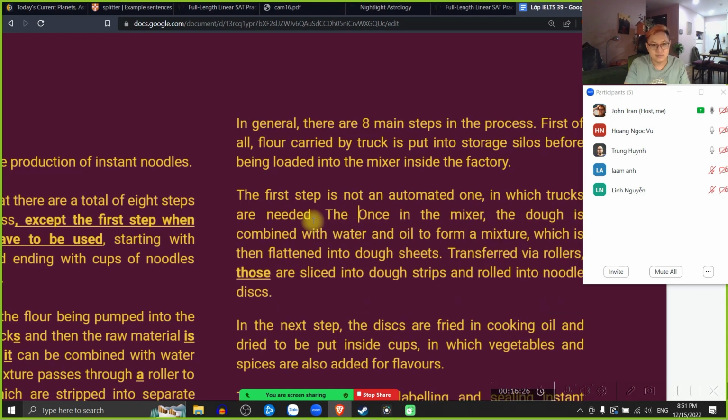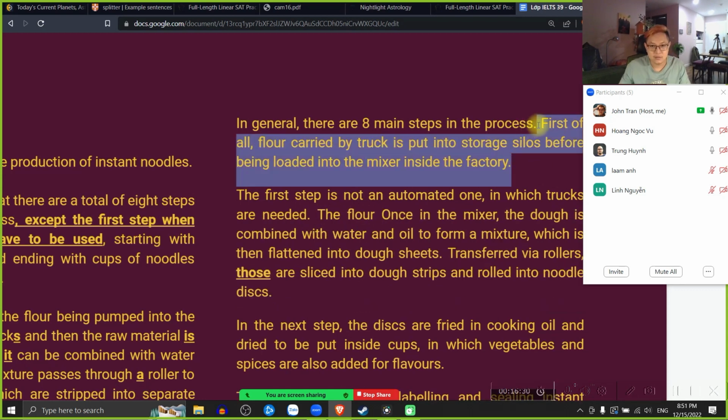And then the flour, because you mentioned here already, the trucks carry the flour, right? So you do not need to repeat that again. In which trucks are needed.